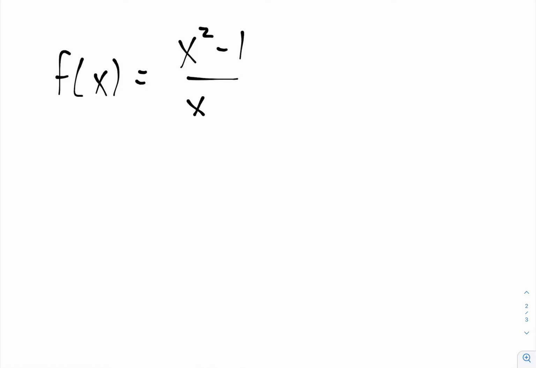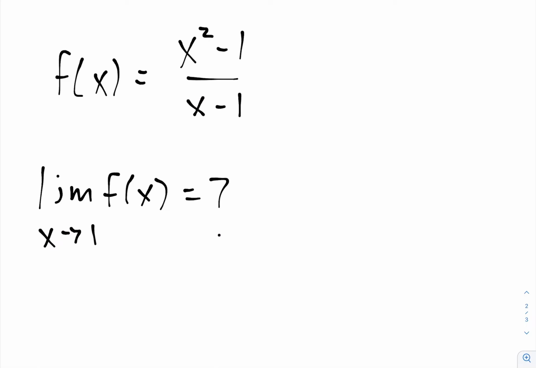But what if we had f of x equals x squared minus 1 over x minus 1? Find the limit of f of x as x approaches 1. With this one you might be thinking, well, this is a rational expression, so let's just try plugging in 1 for x and see what we get.